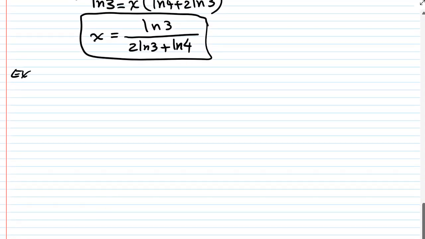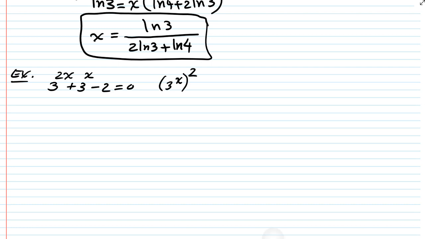All right, let's take a look at another kind of exponential equation that would be like this. Now this one is slightly different. And the way to work this one is the following. The 3 to the 2x, I'm going to write as 3 to the x quantity squared plus 3 to the x minus 2. Now, 2 ways we can do this.